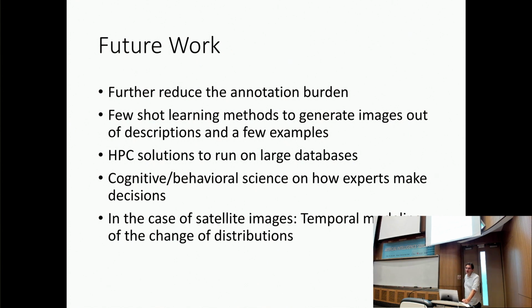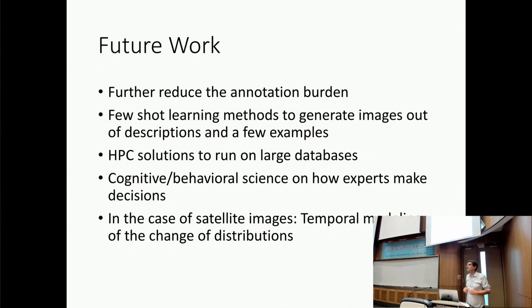Future work in all of this, we still want to reduce the annotation burden. This is the big thing that we're trying to do. Some things that we can try: there are techniques called few-shot learning methods. There are about 100 years worth of pathology reports. The last 30 years of pathology reports are in digital form. Since the 90s, the doctors have been typing this stuff up.